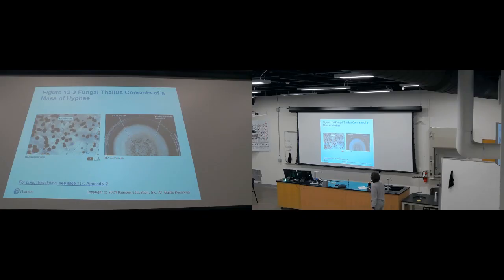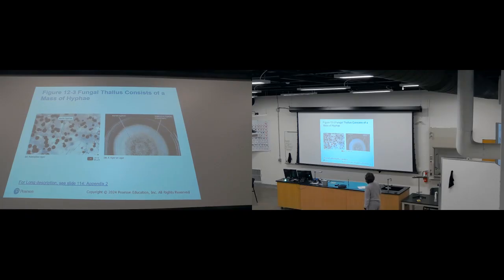So here we have a microscopic view of light microscopy of this fungi, which is Aspergillus niger. This one has these tiny filaments that are the hyphae, aerial hyphae. And then you have these spores.